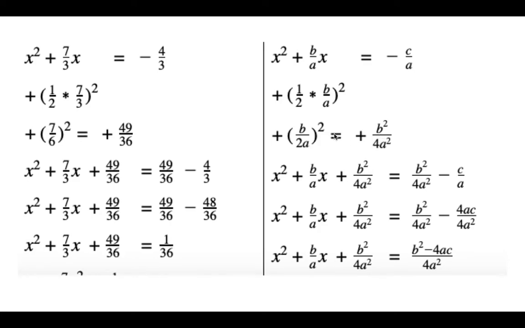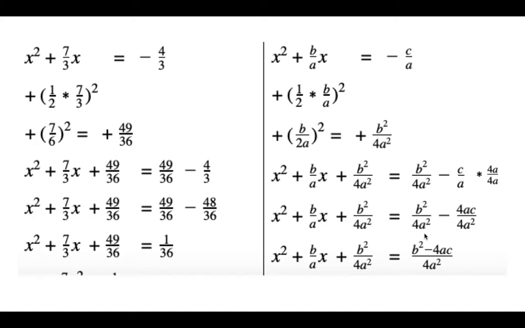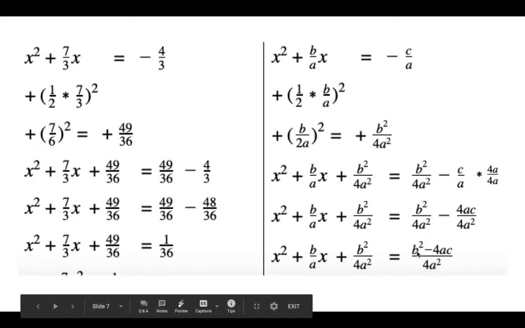Now, let's do it over here. So b squared over 4a squared minus c over a. So my common denominator is going to be 4a squared. So I need to multiply the top and bottom by 4a. And when I do that, 4a times c is 4ac. 4a times a is 4a squared. And then I can simplify. Now I have common denominators, right? And I'm going to get b squared minus 4ac all over 4a squared.